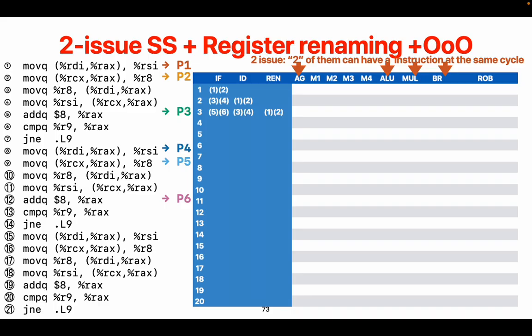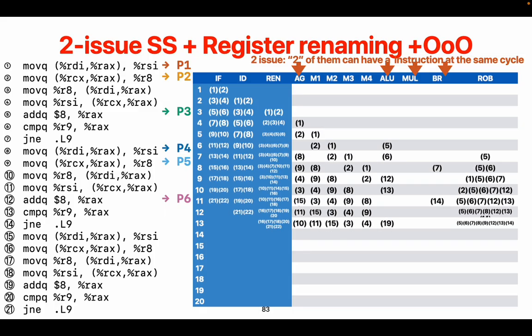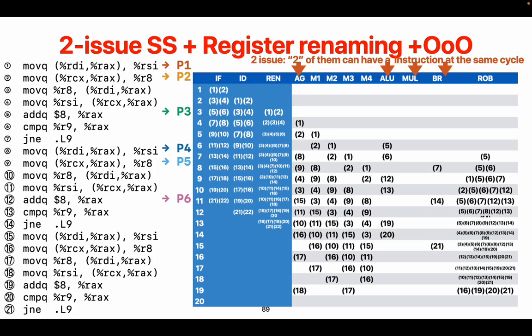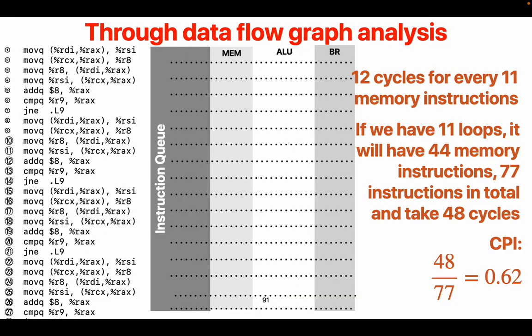And with that, now you can imagine every time I'm fetching and decoding 2 instructions, and then I would have more flexibility in scheduling. If you draw the pipeline like this, you will figure out that at the end, I am always having a lot of instructions being retired at any cycle. So let's go with the data flow analysis.